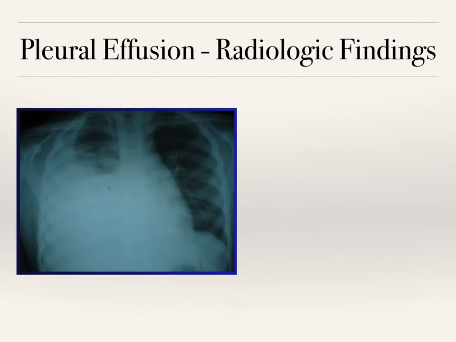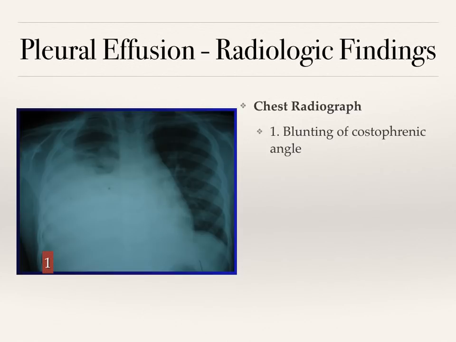Let's go one by one with the radiologic findings of pleural effusion. As you can see in the image, there are 3 points to consider in describing an effusion. First, there is presence of blunting of the costophrenic angle, shown in image 1. In an upright view, approximately 400 ml volume of pleural fluid is appreciated once the costophrenic angle is blunted.